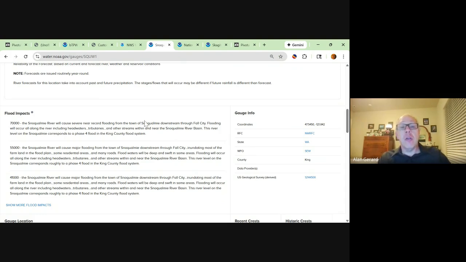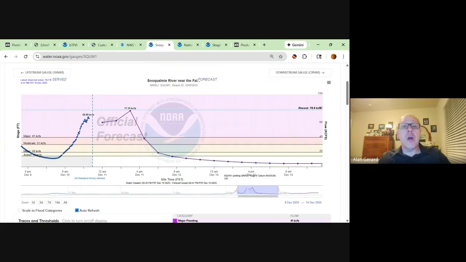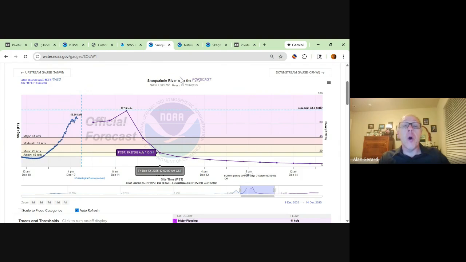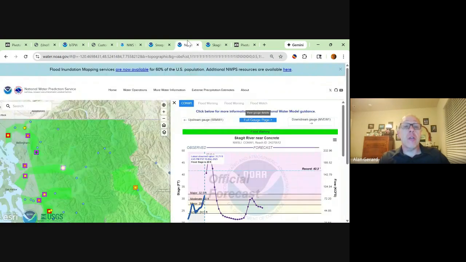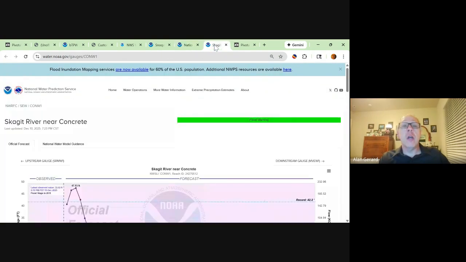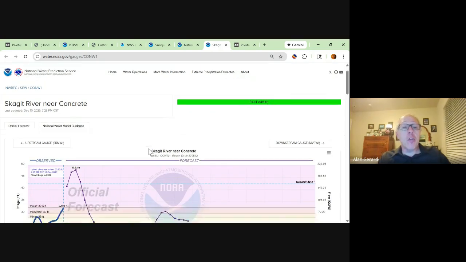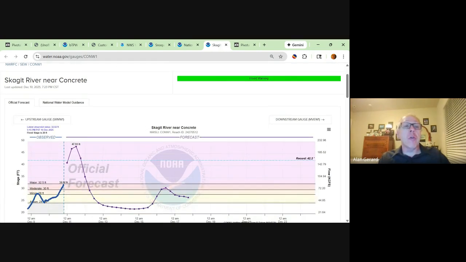you can see that they're talking about severe flooding from Snoqualmie down through Falls City. They're talking about residential areas, many roads being flooded, floodwaters deep and swift in some areas. So this is a really significant flood for this river, and this is just one of the rivers that's experiencing this kind of flooding. I talked in my post this morning about the Skagit River.